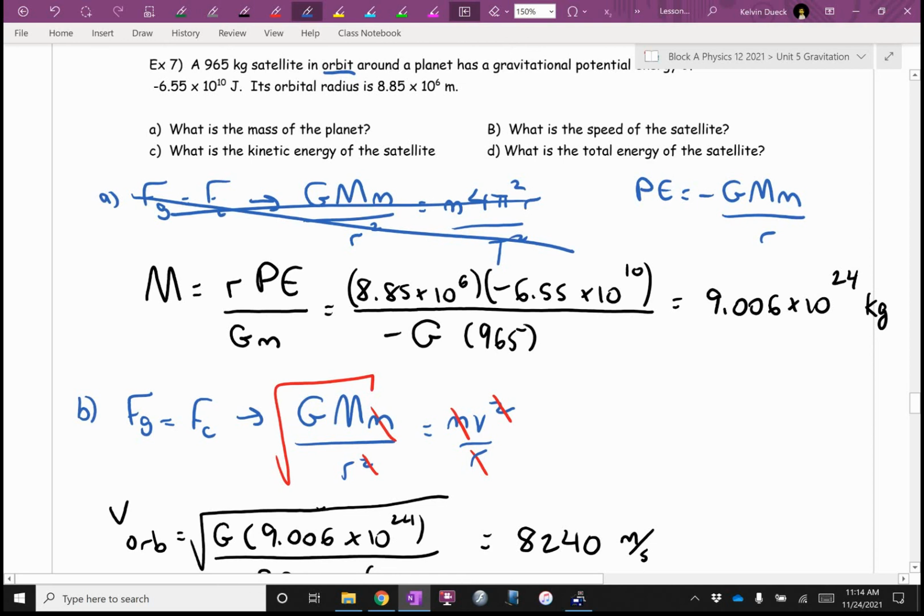Wait a minute. I think I can do this in my head. Yeah, I can. Do you know why? I can cheat. I remember, and I taught you this last day, I'm pretty sure the kinetic energy in orbit is half the potential energy, but positive. So if I just divide this by 2, what's 655 divided by 2? 650 divided by 2 would be 3.25. Then I got a 3.